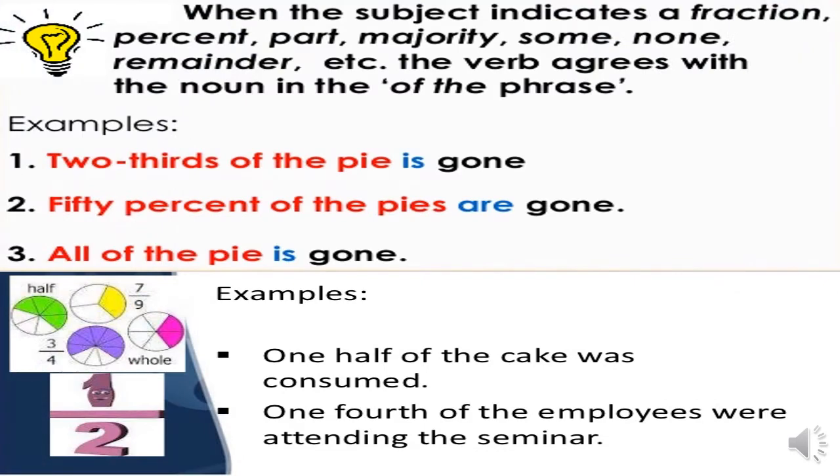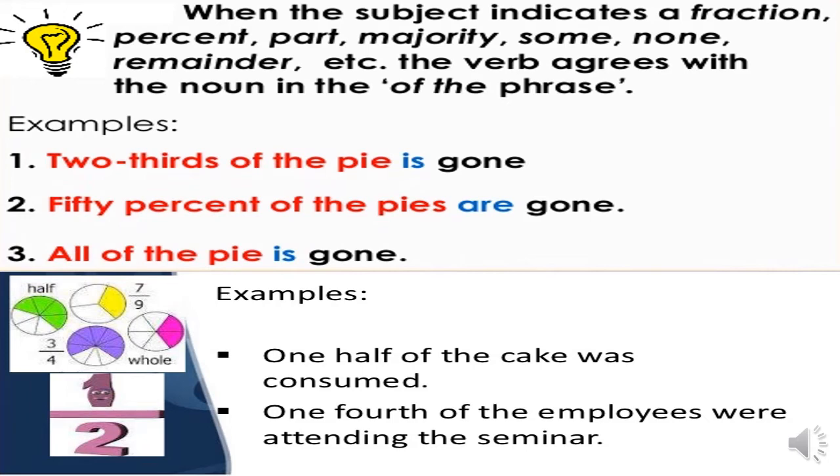When the subject indicates a fraction, percent, part, majority, sum, none, remainder, etc., the verb agrees with the noun in the of the phrase. So examples, 2/3 of the pie is gone. So we have used the phrase of the. So because of that, the verb that follows is depending on that particular phrase. 50% of the pies are gone. So after of the, that is the phrase of the is followed by a noun. So that is taken into account, and then we write the verb after that noun.